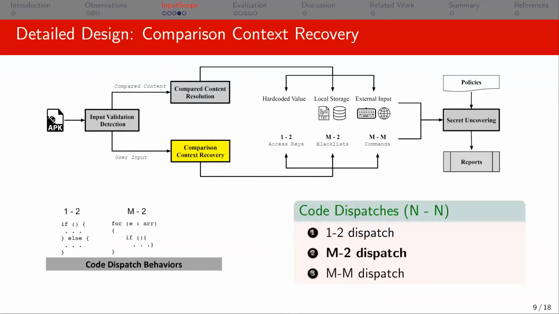Second, many to 2 dispatch. For example, in a loop, a user input is compared with every element of a list. Therefore, there are many conditions. Regardless of which condition is satisfied, there will be 1 desired branch to take. So it is many to 2. Finally, many to many. For example, in a switch case block, a user input is compared with every case. So there are many conditions. And each case will lead to a different branch. There are many branches. That's why it is many to many.